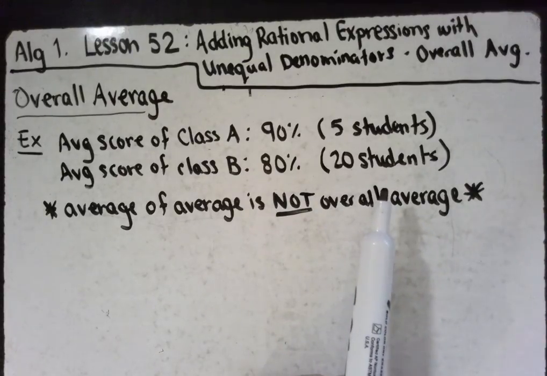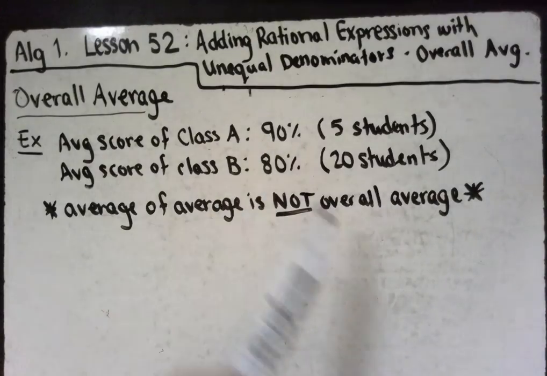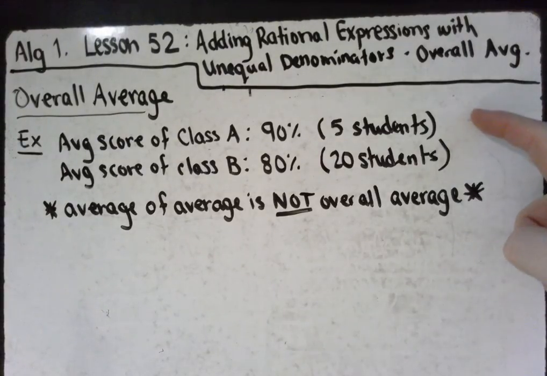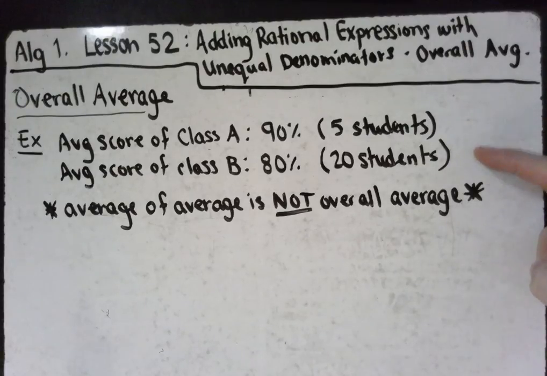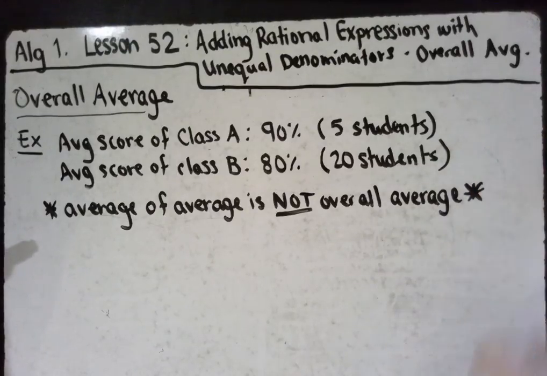Some people might be tempted to take the average of the averages by adding 90 plus 80 and dividing by 2. But this isn't really fair if you think about it, because one class has a lot fewer students than the other class. And so the overall average, another way to think of it, would be the weighted average. It takes into account how many pieces of data are in each data set.